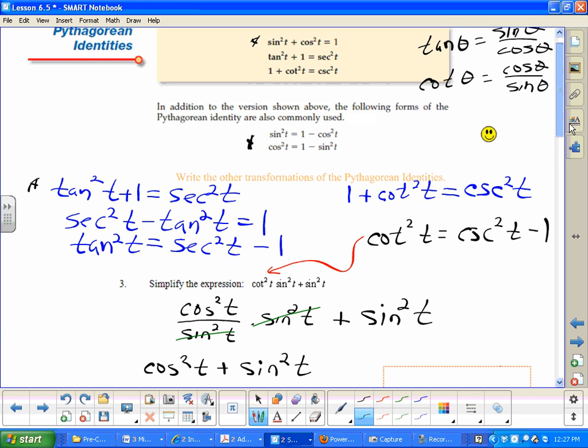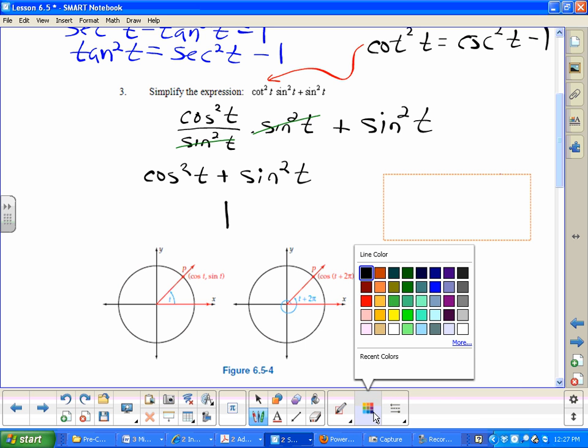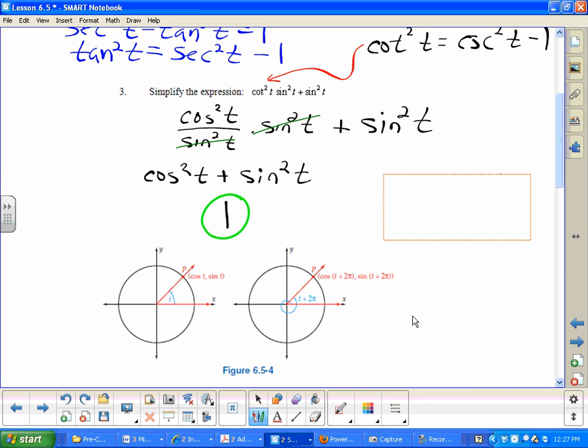Equals 1. Sine squared plus cosine squared equals 1. So my result here is 1. So by simplifying that expression, I took that and it equals a very simple answer of 1. The closest to 0 you can get. Okay.